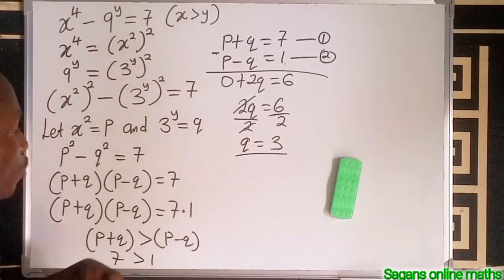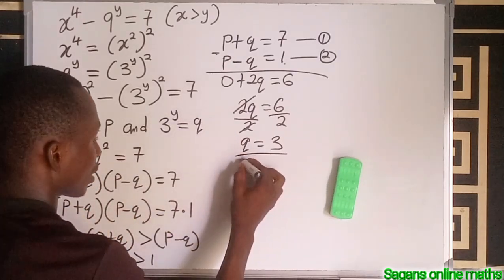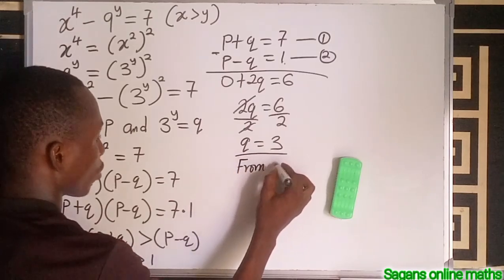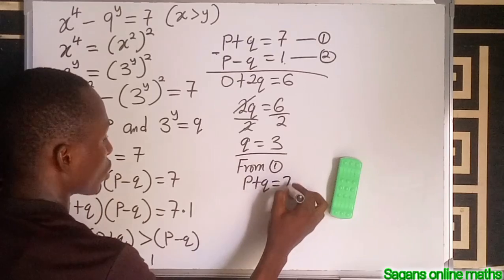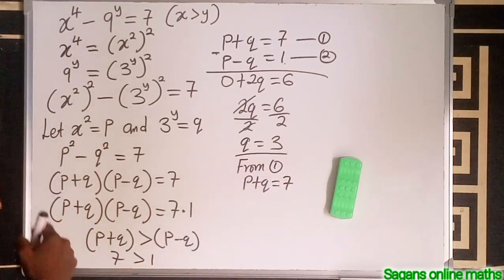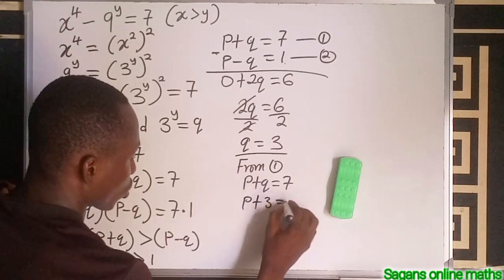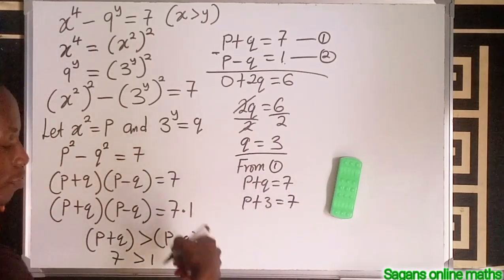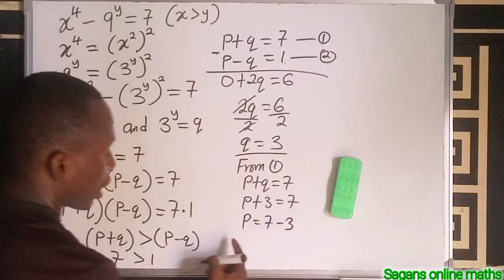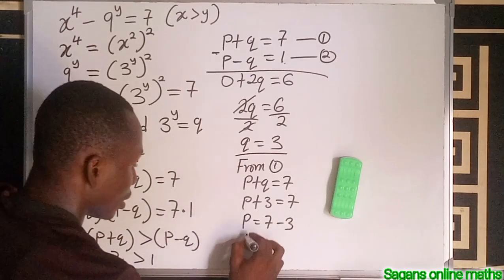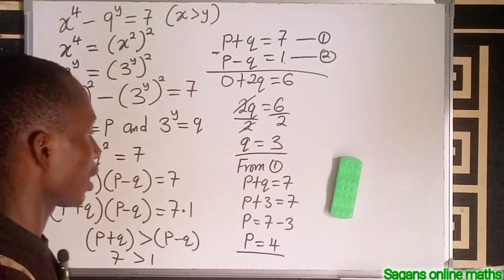Since we have the value of Q, it's very easy for us to find the value of P. Remember that from equation 1, P plus Q is equal to 7. And since our Q is 3, let's substitute to have P. So P plus 3 is equal to 7. Let's subtract 3 from both sides. So P is equal to 7 minus 3, and 7 minus 3 is 4. So P is equal to 4. This is the value of P and Q.